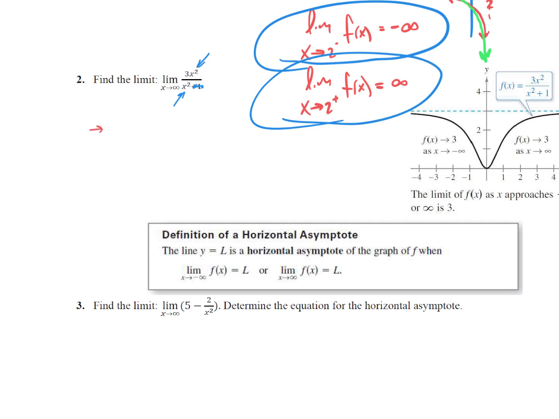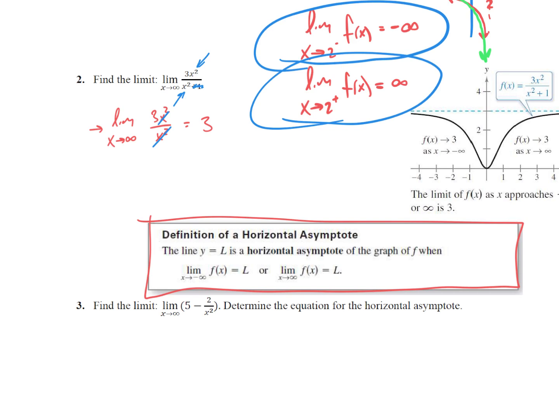So really this is just like evaluating the limit as x approaches infinity of 3x squared over x squared. And in this case, you could imagine that both the numerator and denominator have an x squared that are growing at the same rate. So they're not really going to be influencing each other. So the value of this limit is 3. What that means is that there must be a horizontal asymptote at 3 for this graph.